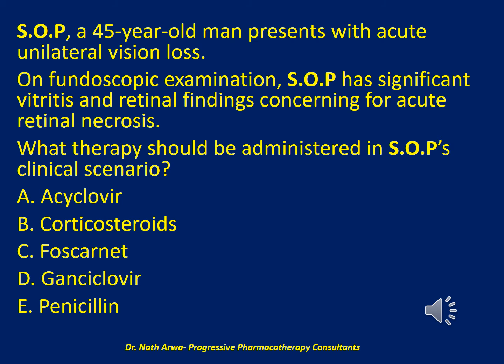And the first question reads, SOP, a 45-year-old man, presents with acute unilateral vision loss. On fundoscopic examination, SOP has significant vitritis and retinal findings concerning for acute retinal necrosis. So my question to you is, what therapy should be administered in SOP's clinical scenario? Should it be A, acyclovir, or B, corticosteroids, or C, foscarnet, or D, ganciclovir? Or should it be E, penicillin? I will give you 10 seconds to choose the correct answer to this question from the listed options.